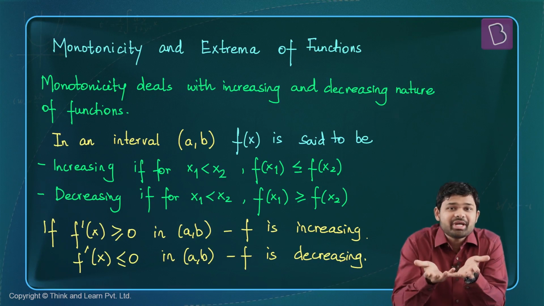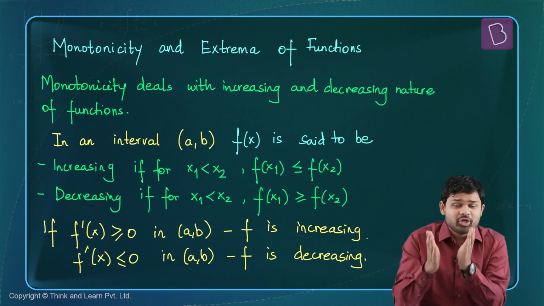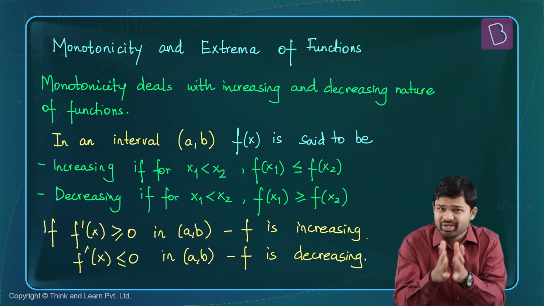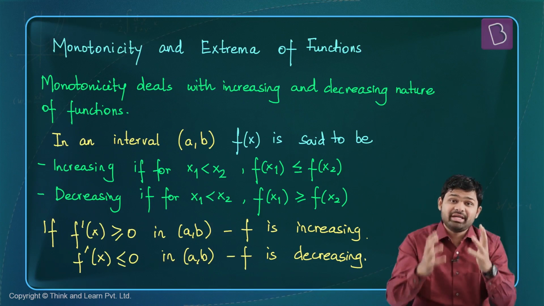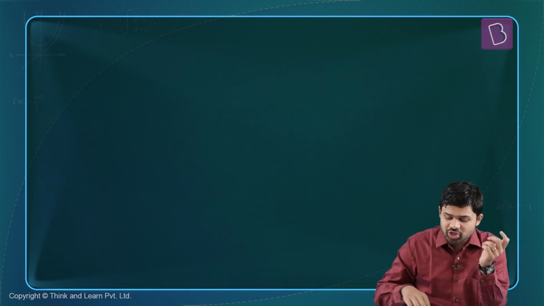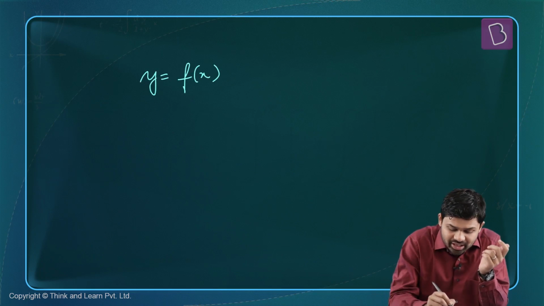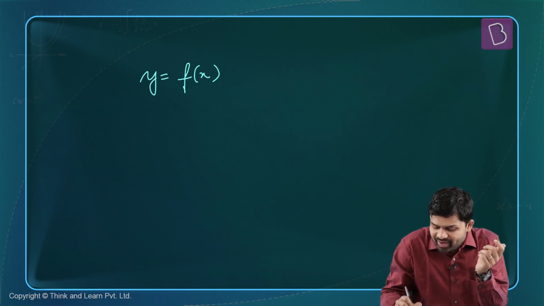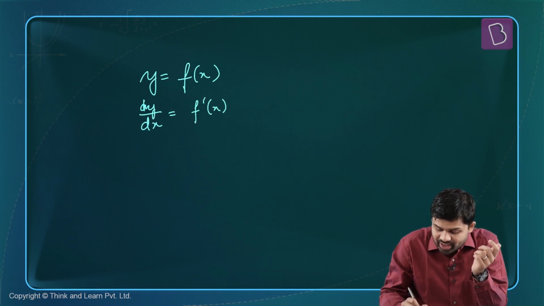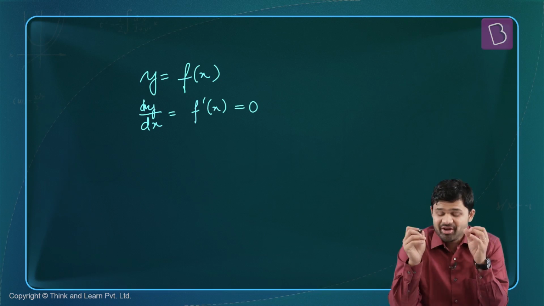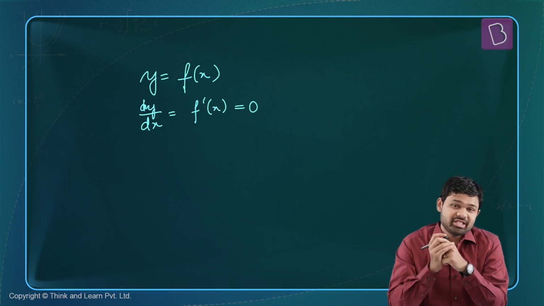So the algorithm that people use to determine the domain where a function is increasing and the subdomain where a function is decreasing is very simple. Take a function, differentiate the function, and put the value of the derivative equal to 0. So if you have the function y equal to f of x, you take the derivative of y with respect to x, dy by dx, that will be equal to f dash of x, and then put this equal to 0 and find out the points where f dash of x equals 0.